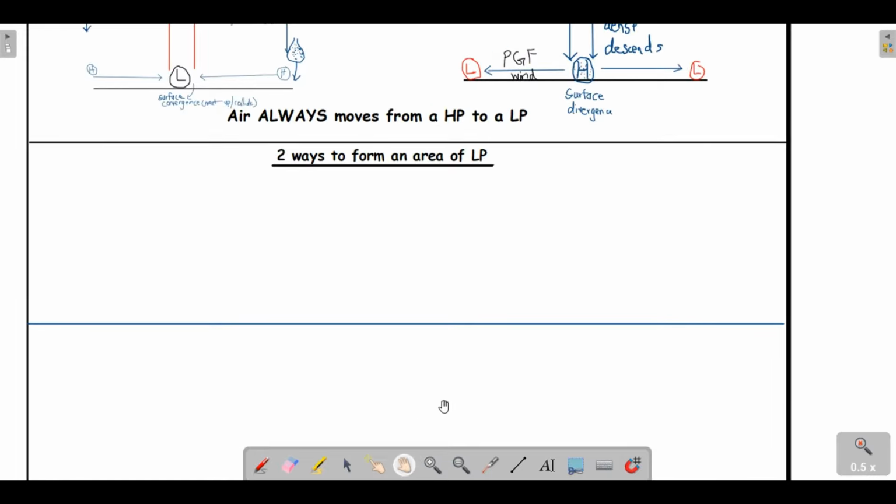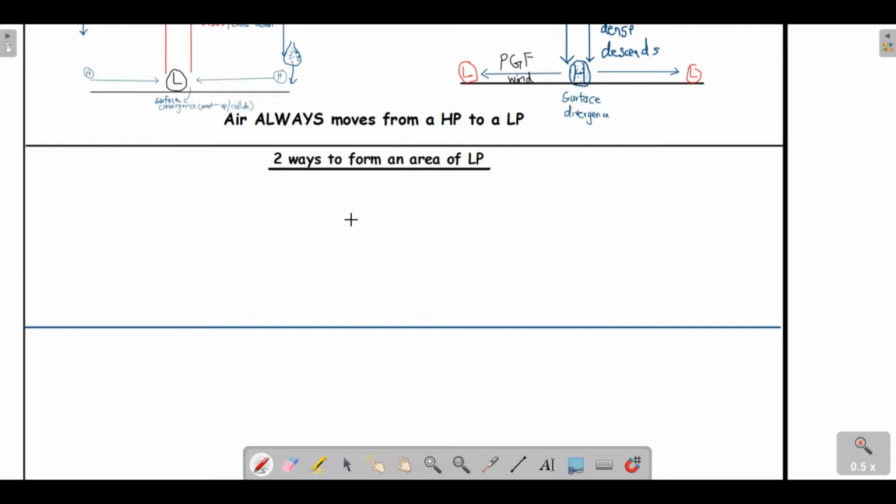Now, let's take a look at the two ways to form an area of low pressure before we actually begin the lesson. Okay, so there's two ways to form an area of low pressure. We've already covered the first one, which is by insolation, or basically initiated by high air temperature.